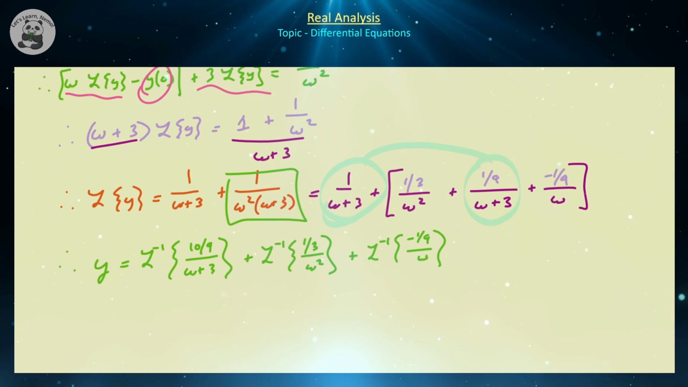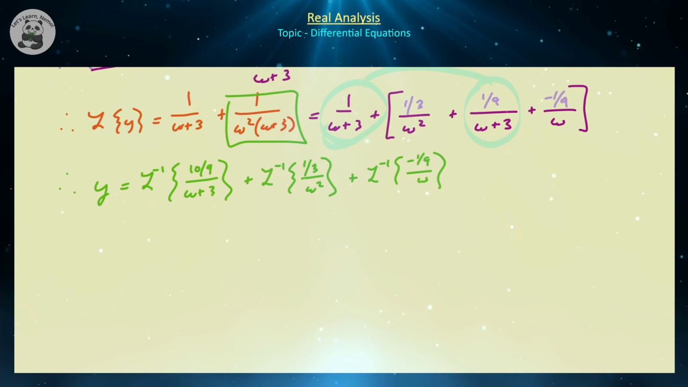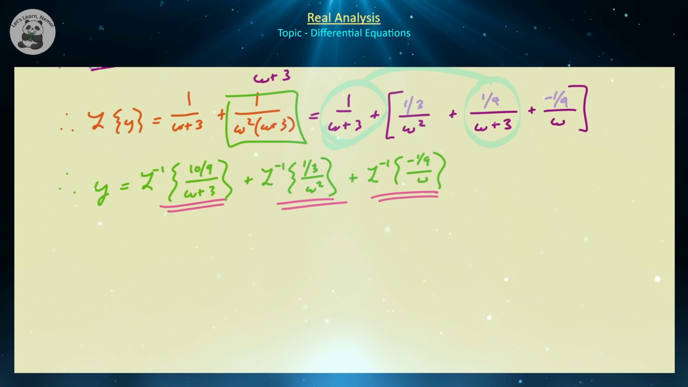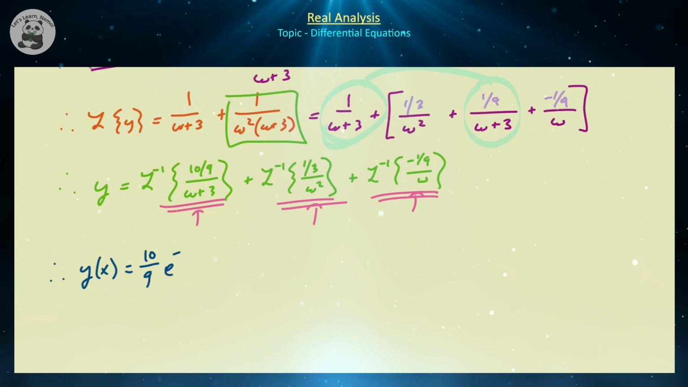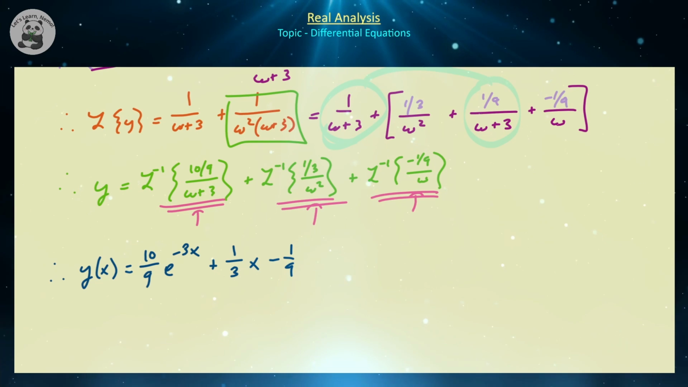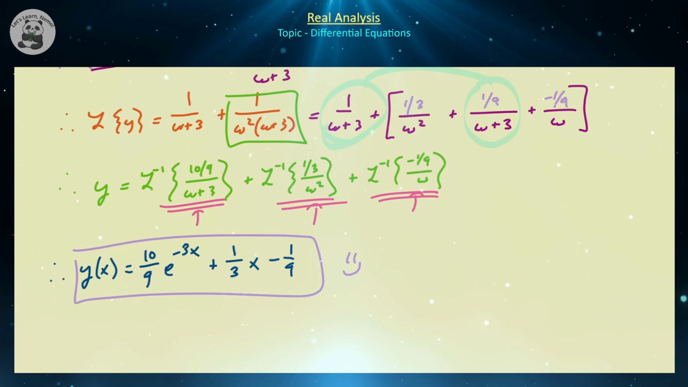Now there are analytical methods to directly evaluate inverse Laplace transforms, but they do require a little bit of complex variables, which we will not get into here. But you should recognize these frequency domain Laplace transforms. That's just an exponential function, that's just a linear function, and that's just a constant. So therefore the solution of our initial value problem, y(x), will be equal to 10/9 e to the minus 3x, and then we have 1/3 x minus 1/9. And that is your solution.